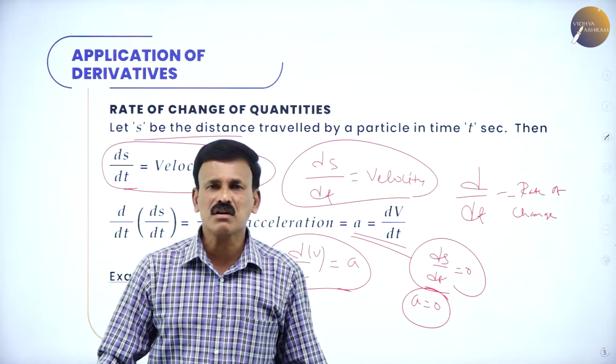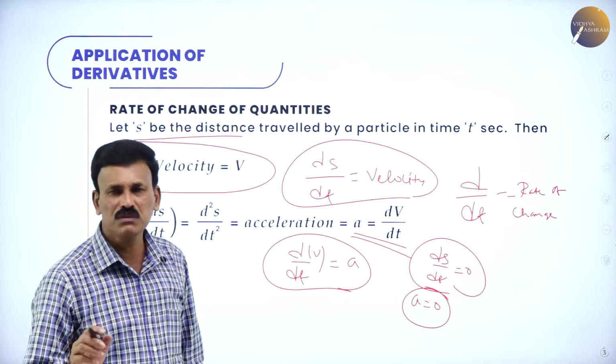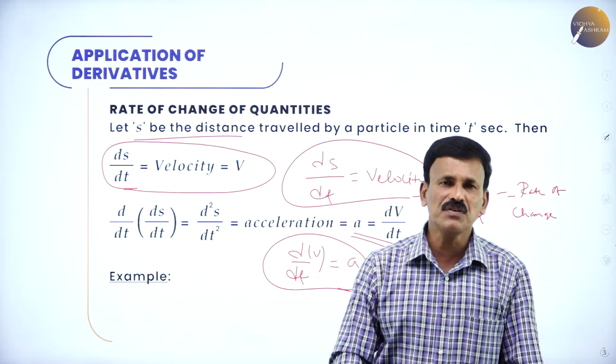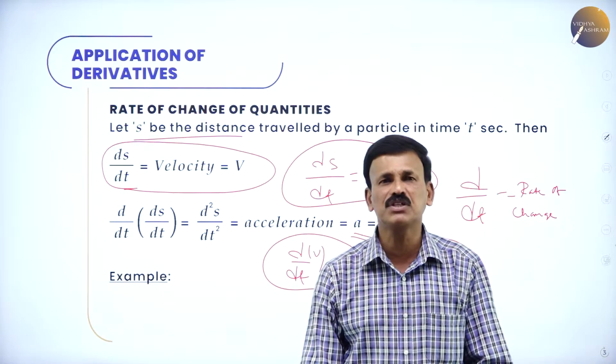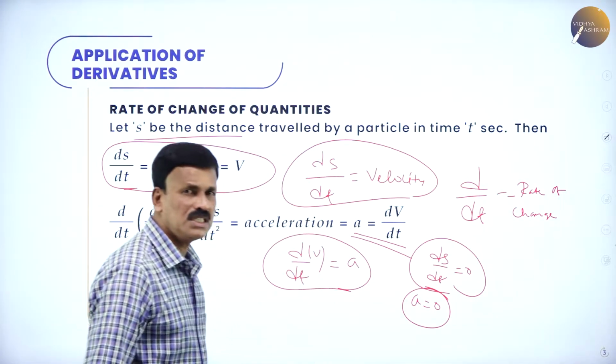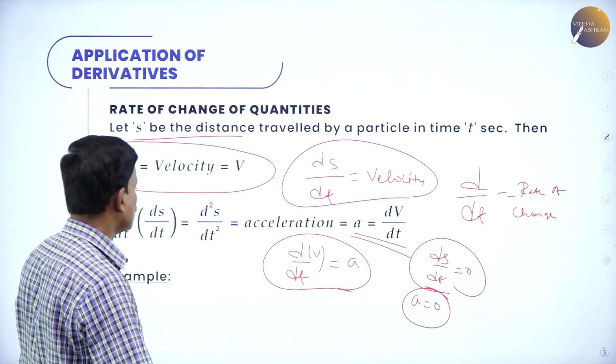So these are very important concepts. In general, if you differentiate 1 time, you will get the velocity. If you differentiate 2 times, the second derivative of a function will give the acceleration of the particle at time t seconds. Now let us take a problem.